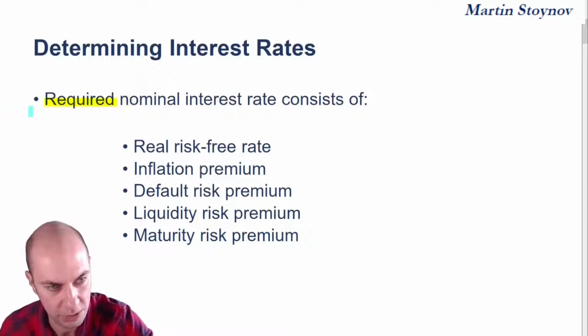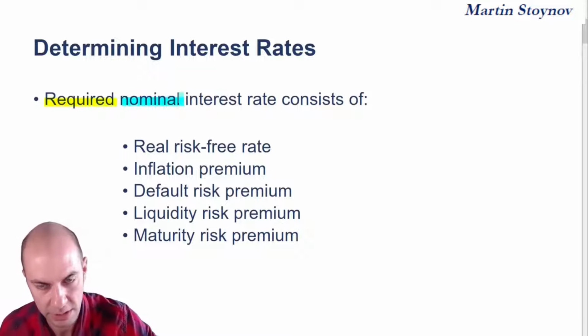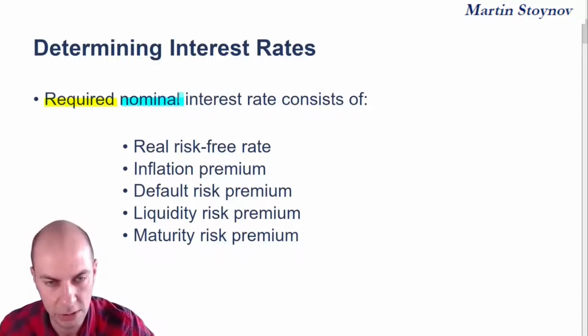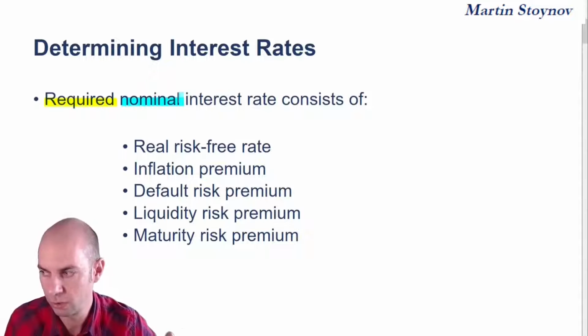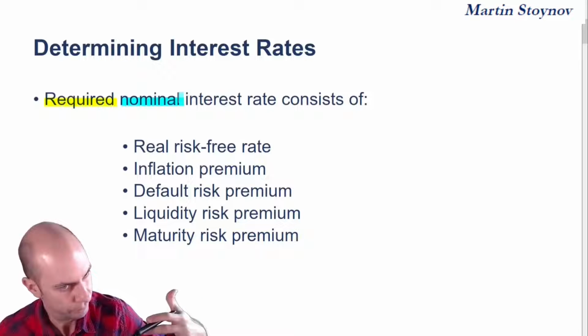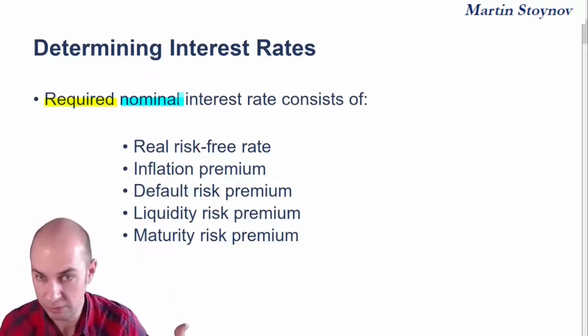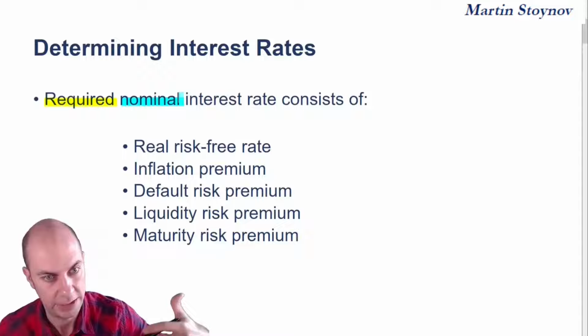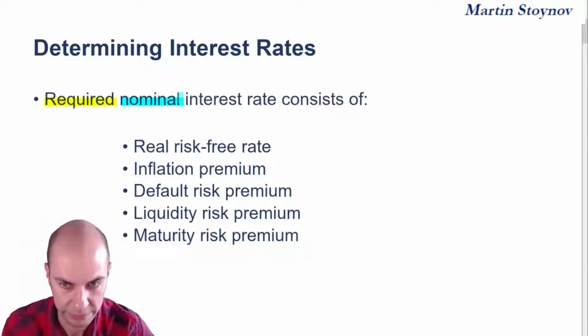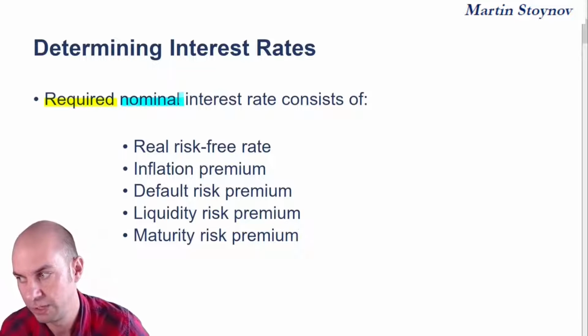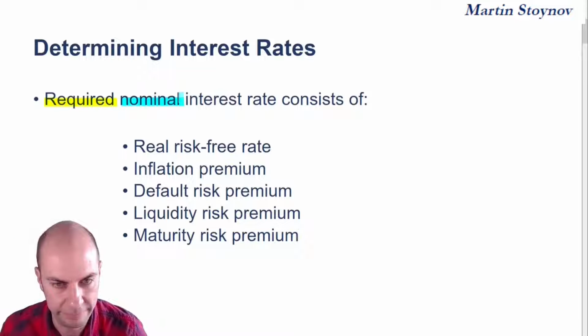Then you've got the word nominal. Okay, nominal means that the interest rate must include compensation for inflation. So we've got essentially the difference between a real rate and a nominal rate. So nominal is the one that includes inflation. Real is going to be the one that excludes inflation.